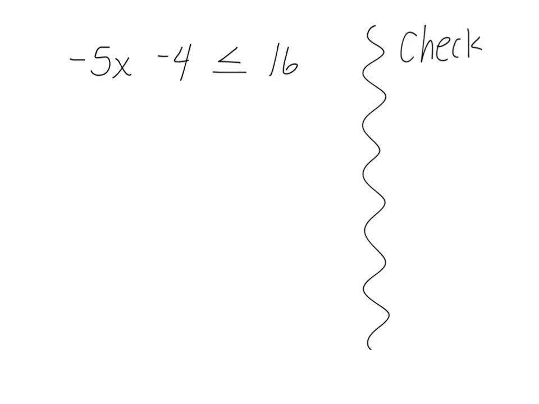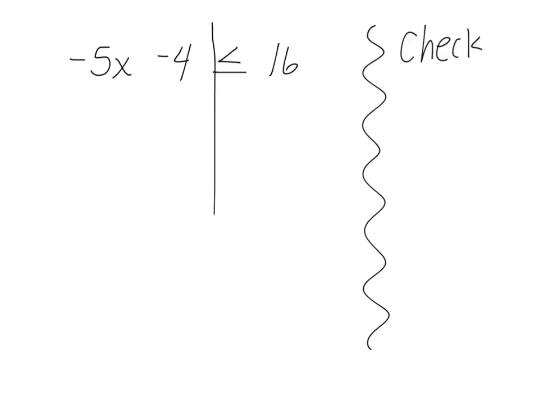In this video, we're going to deal with something that is really important when it comes to inequalities. If you notice, we have a negative coefficient: negative 5x minus 4 is less than or equal to 16. So here what we're going to do is set it up like we've been doing in the past couple of videos.